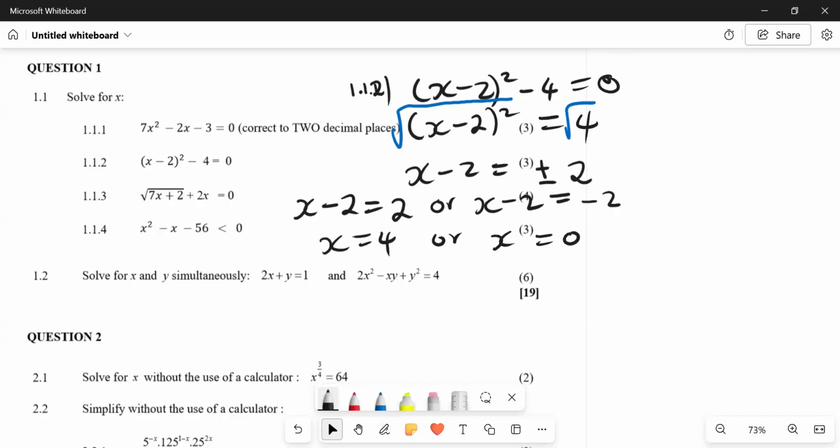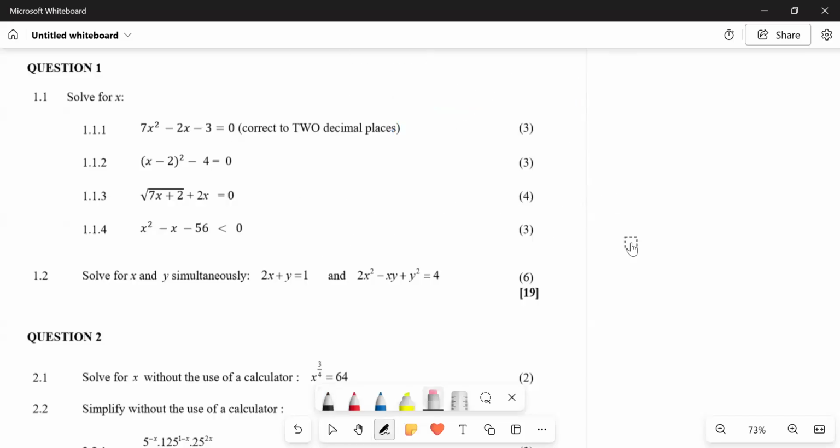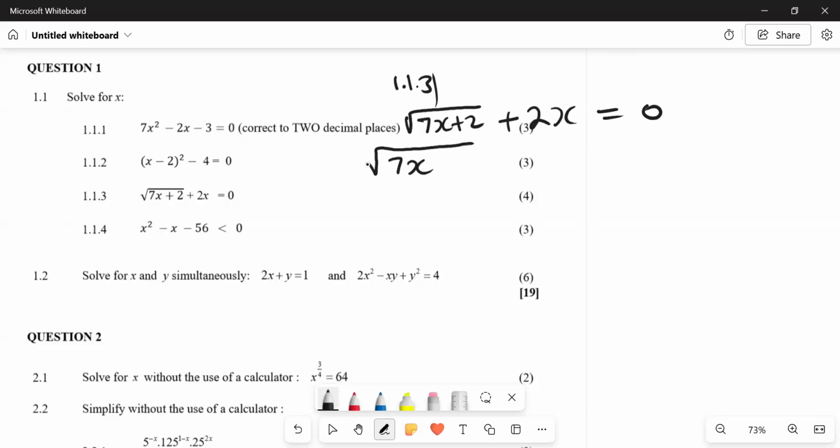Now let's move to 1.1.3. For 1.1.3, we are given the square root of 7x plus 2, then plus 2x equals 0. So the first thing that you have to do here is isolate your square root. So 7x plus 2, how do you isolate? You transpose 2x to the right-hand side, and then square both sides to get rid of the square root.